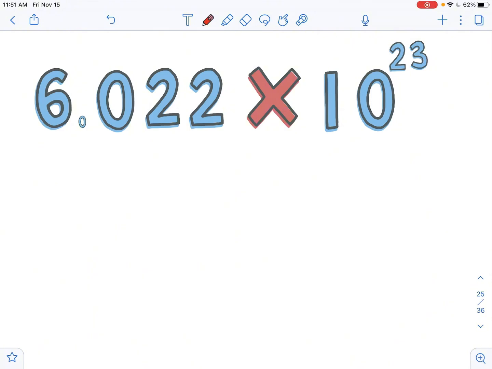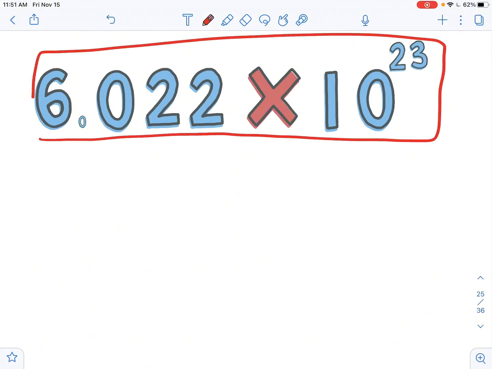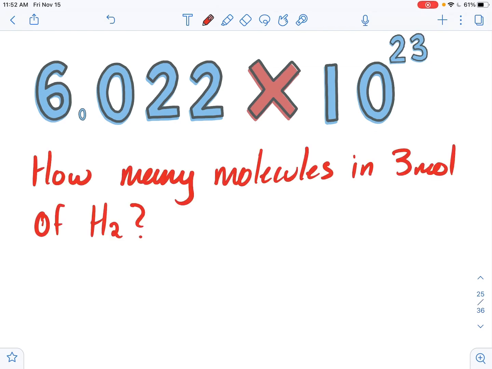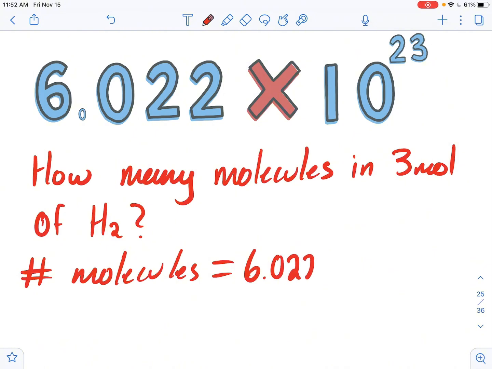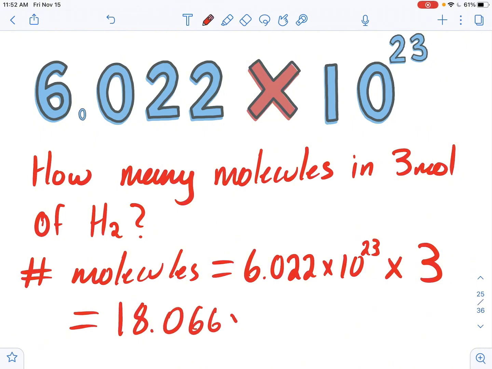So now let's do some review. 6.022 times 10 to the 23 things is equal to 1 mole. So if I were to ask you, how many molecules are in 3 moles of H2? Well, what would you do? Well, I'm looking for the number of molecules, and I know this is equal to 6.022 times 10 to the 23 molecules per mole, and I know I have 3 moles, so if I multiply that by 3, I will get the answer. And it turns out it's 18.066 times 10 to the 23 molecules.